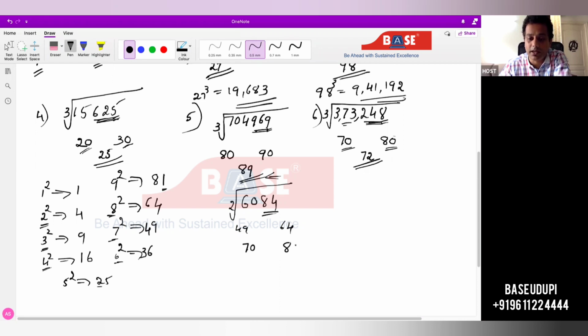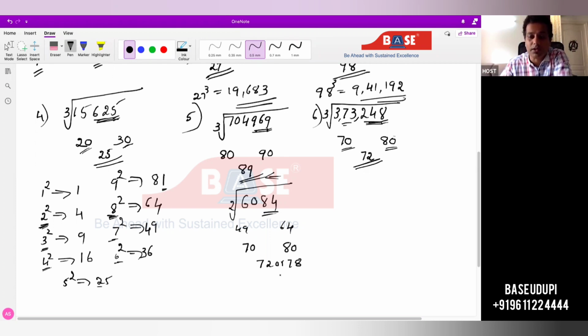0 on the right hand side. So the answer is between 70 and 80. But any number that ends with 4, the answer ends with either 2 or 8. So between 70 and 80, the number ending with 2 is 72, and the number ending with 8 is 78. Remember, the answer is either 72 or 78.